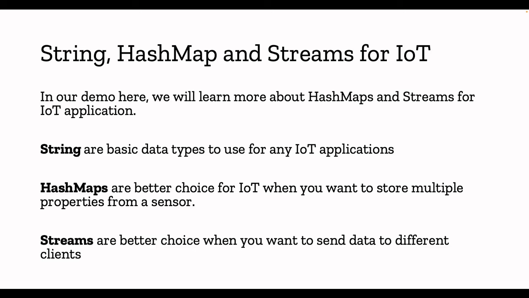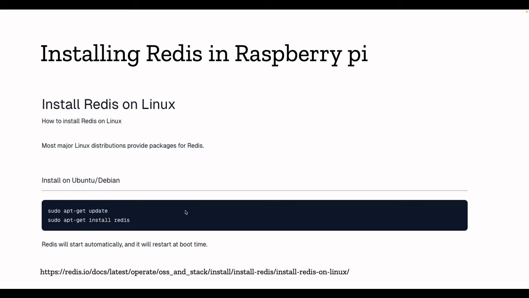Streams are a better choice when you want to send data between different clients, from client A to client B. I'm going to send my data in real time, and client B will process it, maybe do some aggregation or filtering. Based on your logic, you can consume the streams. These are all the things we are going to do in this short course.